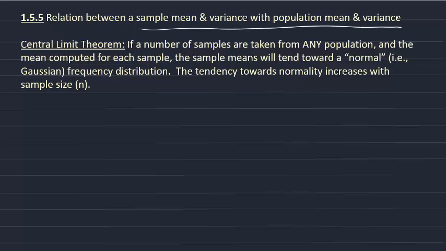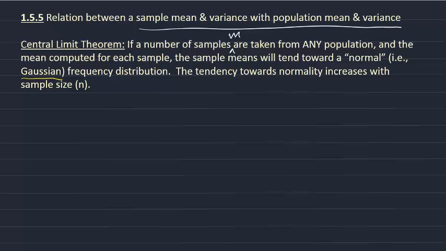And that is, if a number of samples, say M samples, are taken from any population, it doesn't matter what the distribution of that population is, and the mean is computed for each sample, the sample means will have a distribution that tends towards a normal distribution, a normal frequency distribution, or a Gaussian frequency distribution. And the tendency towards normality increases with the size of each sample.